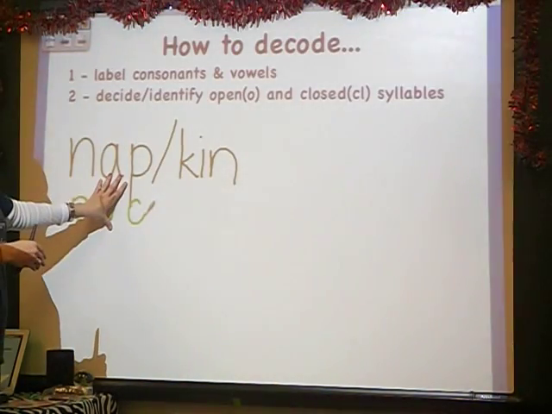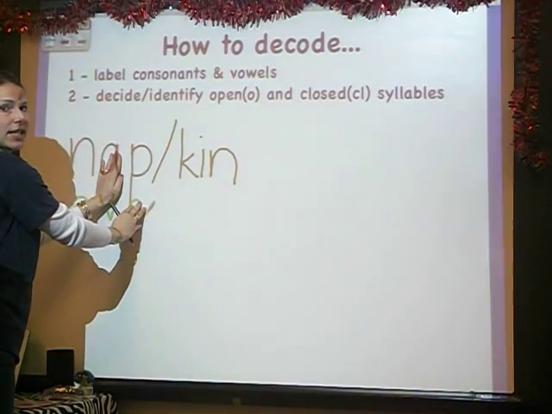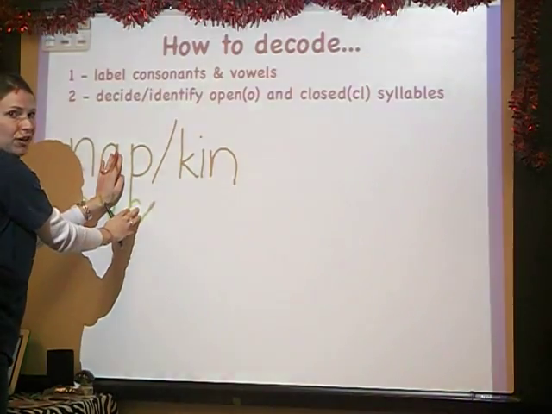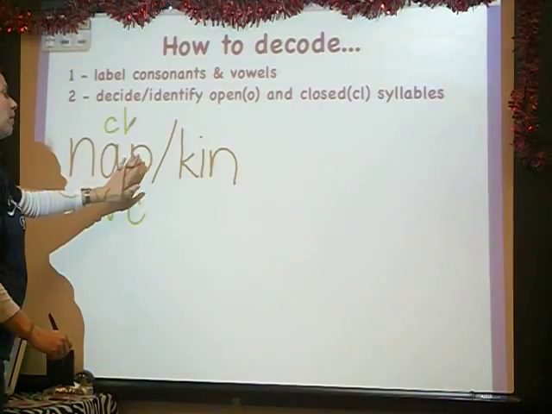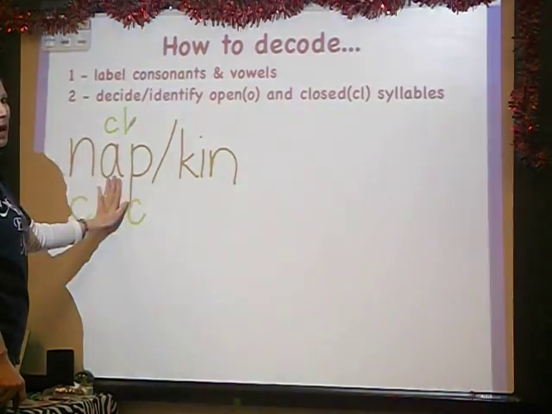Here we have our A, which is our vowel. Does it have open space, or does it have another letter after it? There is a letter after that. So that means that this syllable is closed, because that P closes the vowel off. So that makes it nap.